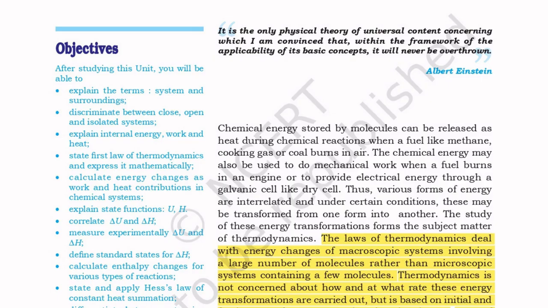define standard states for delta H, calculate enthalpy changes for various types of reactions, state and apply Hess law of constant heat summation, differentiate between extensive and intensive properties, define spontaneous and non-spontaneous processes, explain entropy as a thermodynamic state function and apply it for spontaneity, explain Gibbs energy change delta G and establish relationship between delta G and spontaneity, delta G and equilibrium constant.